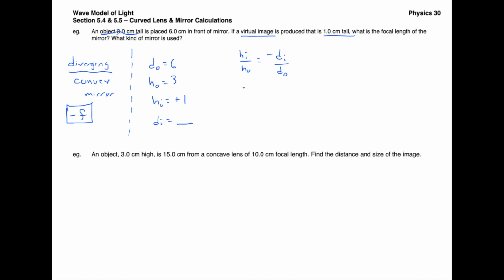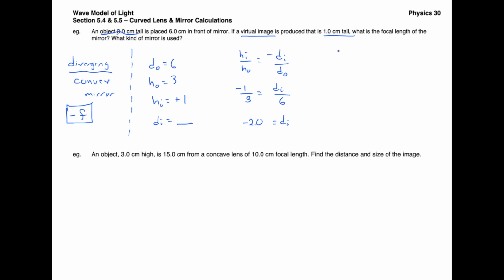And so then I'll have that 1 over 3 equals, I'm going to move the negative sign over right away. And then I have DI, and then my DO value then is going to be 6. So if I take 6 multiplied by that negative 1/3, that will give me a DI value then of negative 2. Now I do get that negative value showing in for this one here, again still in centimeters. I get that negative value, again, because it's that virtual image.